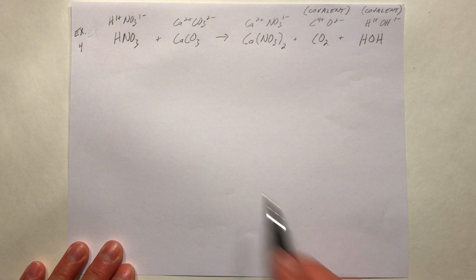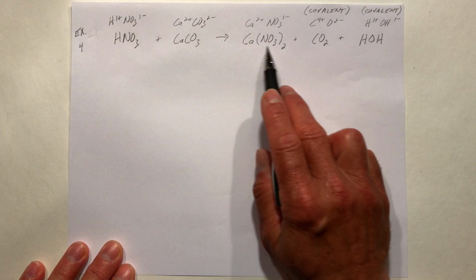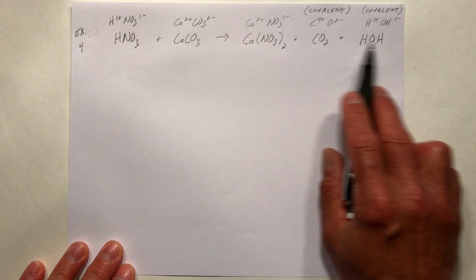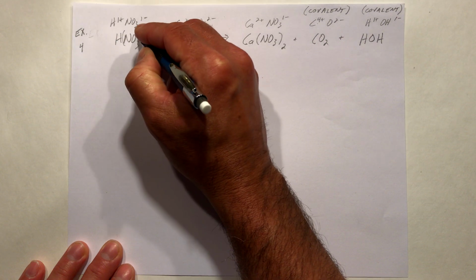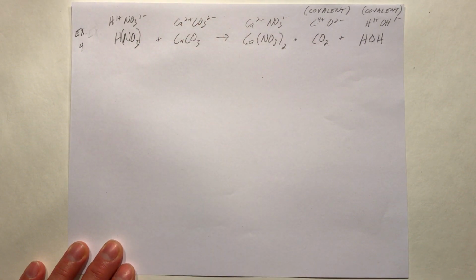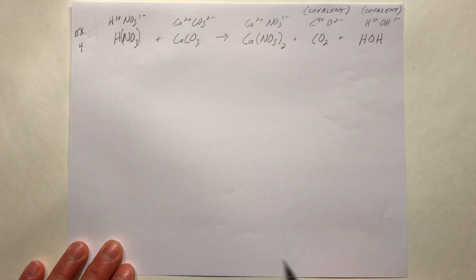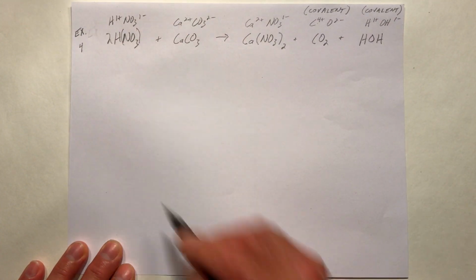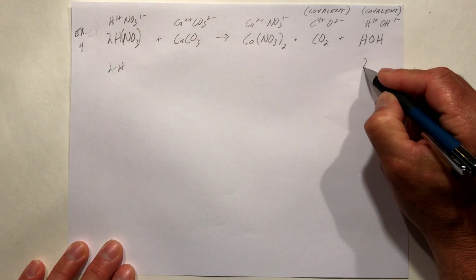All right, here we go, number 4. Notice that NO3 stays together throughout this reaction. There's no other NO things going on here on the right. So I'm going to put parentheses around NO3. All right, let's start with the H's. We have 1 H on the left and 2 H's on the right. So let's put a 2 in front of that. So now we have 2 H's and 2 H's.